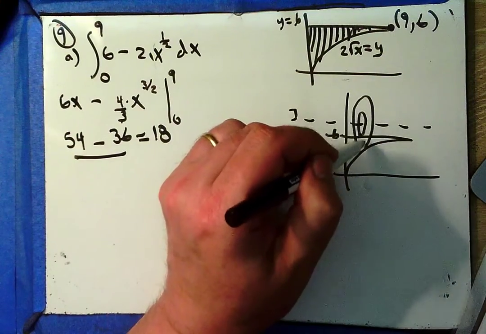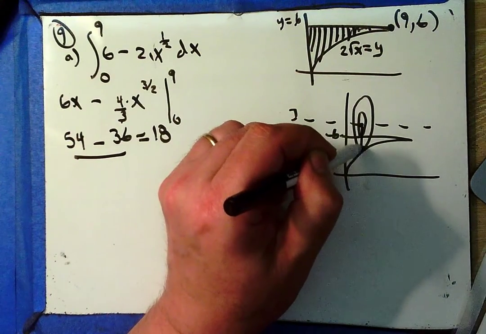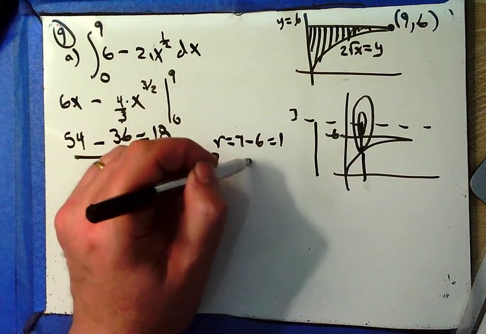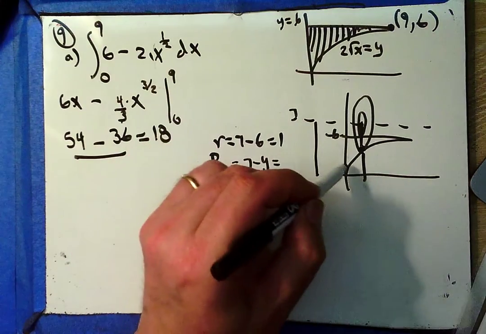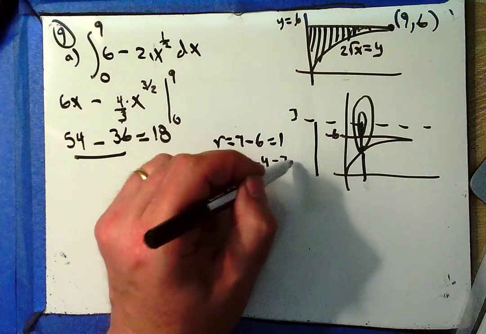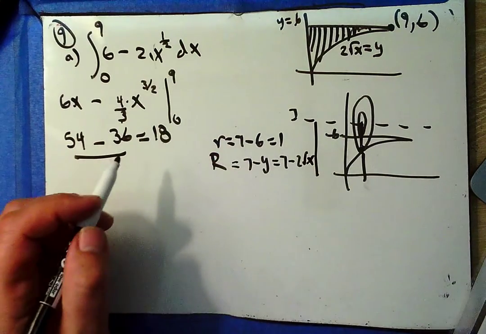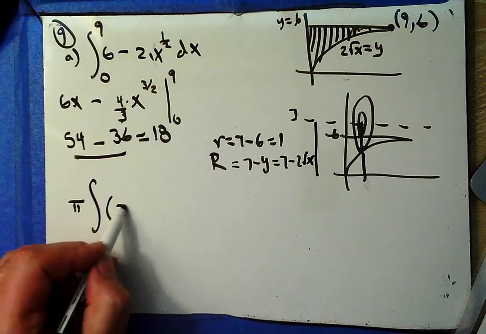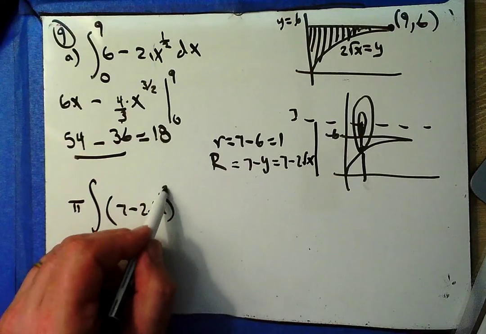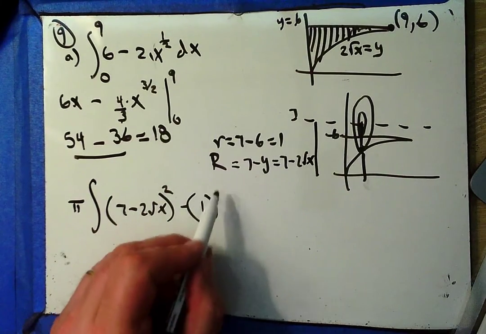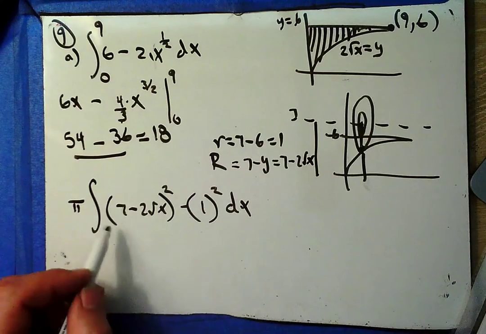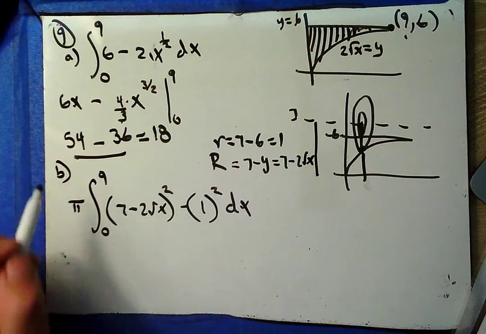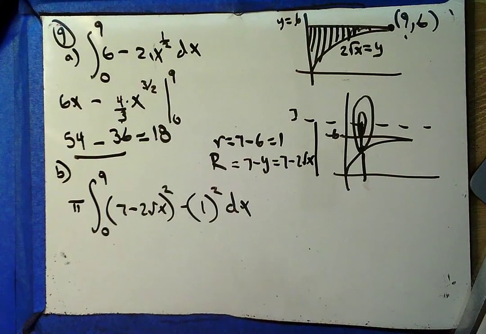My big radius is from here to here. So this is 7, this is y. I'm going to have 7 minus y, and the y value for this curve is 2 root x. So my integral then would look like pi, big R, 7 minus 2 root x, don't forget squared, minus little r, don't forget squared, dx from 0 to where do they intersect? At 9. There's part B, write but do not evaluate an integral.